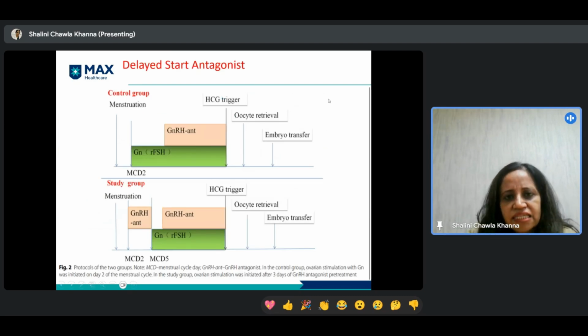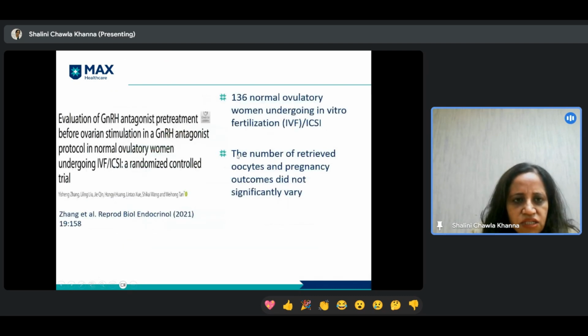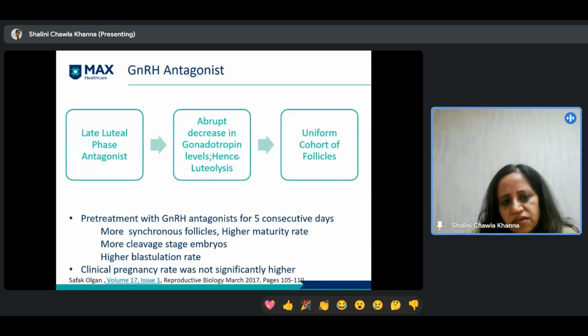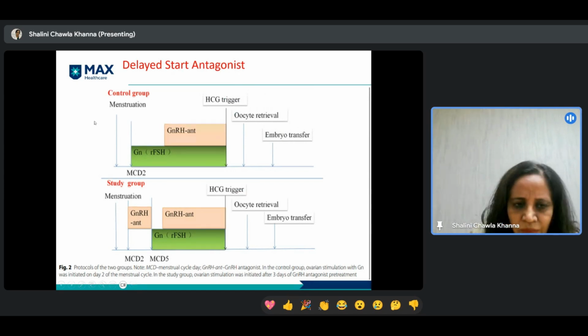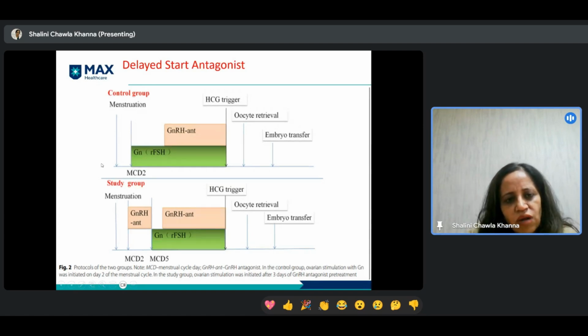Now, there is another one, the delayed start antagonist. The antagonist protocol which I showed was given during the luteal phase, which means the cycle previous to the stimulation. Now, in the delayed start antagonist, you have given estrogens in the previous cycle, and once she gets the period, this is the control group, where MCD2 is menstrual cycle day 2. You straight away start with the gonadotrophins. You add the antagonist when the follicle size is 14 mm or day 6 of the stimulation, and again you follow the routine protocol. But the study group, what do they do?